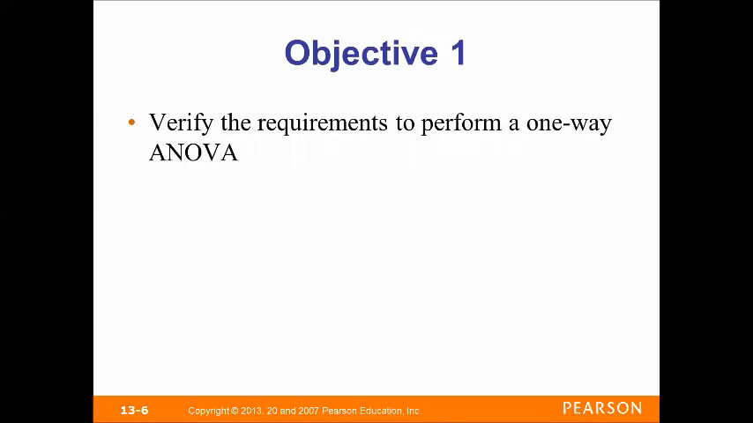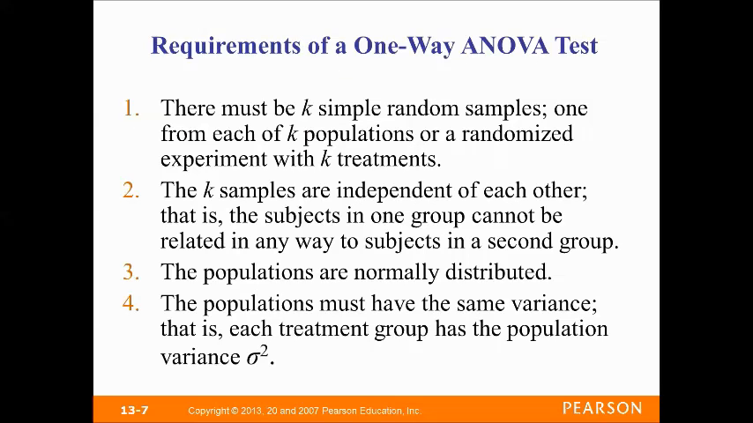There are some requirements that we have to meet to perform analysis of variance. One, for each of the k populations that we're going to test, we need to have k random samples. The samples have to be independent of each other. We're going to use the same underlying assumption we've been using on all of our other tests, that the underlying populations are normally distributed. And the one new restriction is that we're going to assume the populations have the same variance. So each treatment group in the population has variance sigma squared.